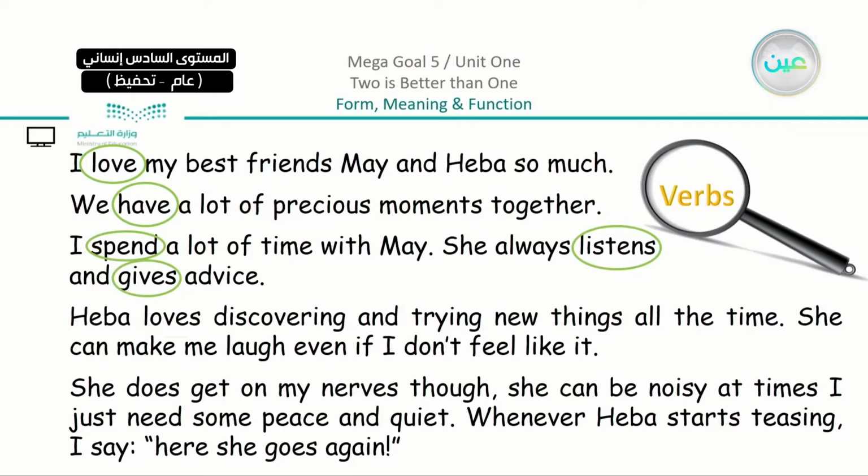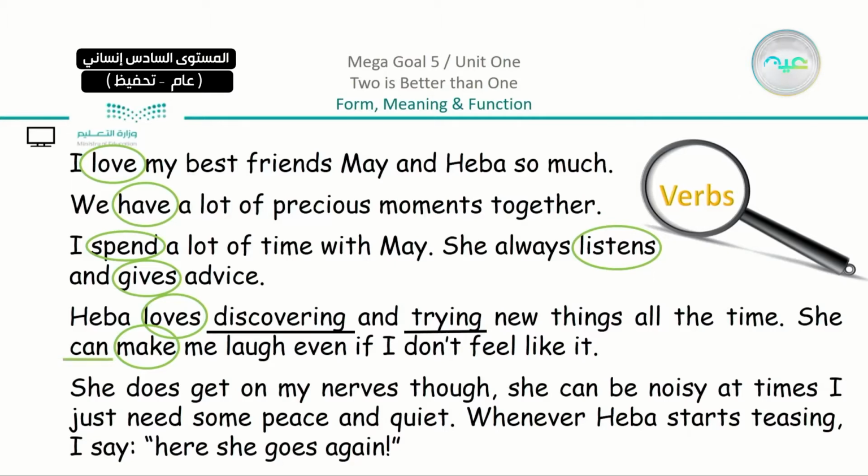Hiba loves discovering and trying new things. Now, it might come to mind that we have here the word discovering, which is not wrong, but still we have something to explain about it. Because when you read the sentence, she loves discovering, you will discover something by yourself. We have the word trying as well, it's the same thing. She can make me laugh even if I don't feel like it. Here you can see that we have two verbs. We have she can make, but yet I have the circle on the basic verb here, which is make.